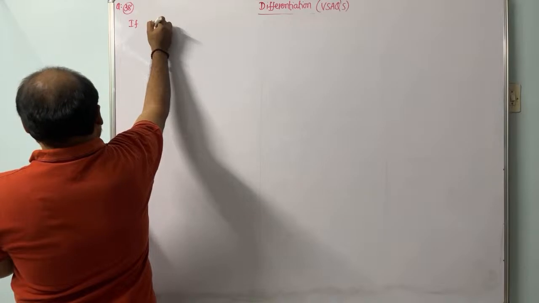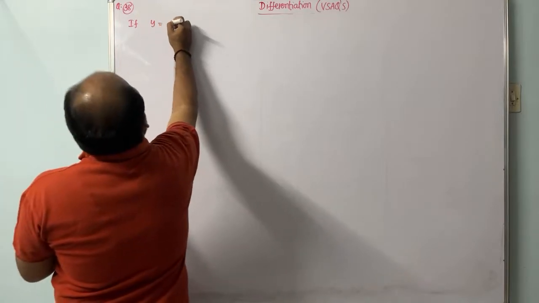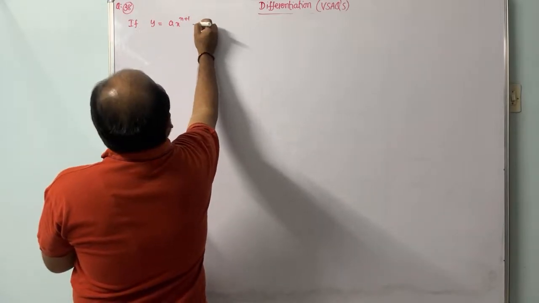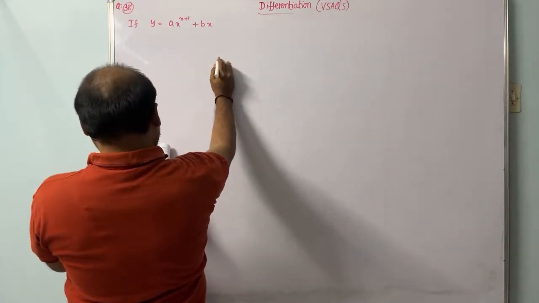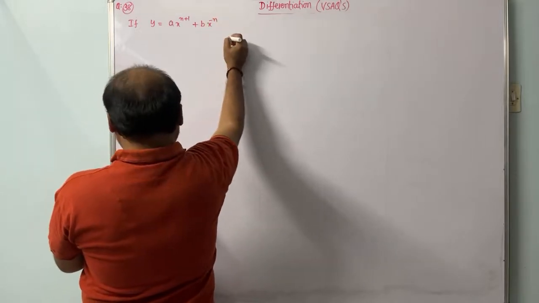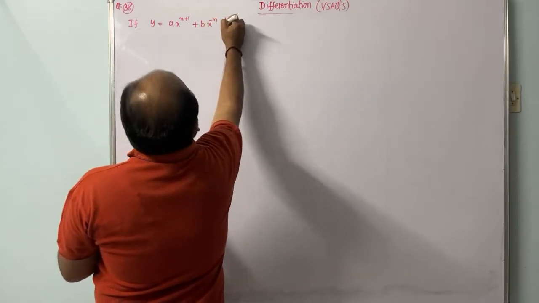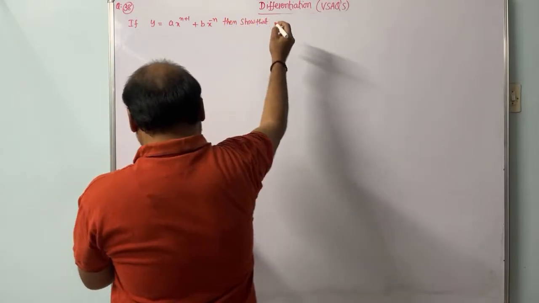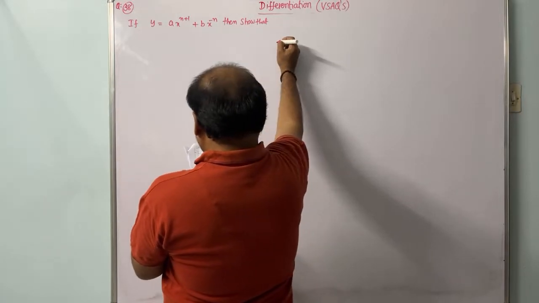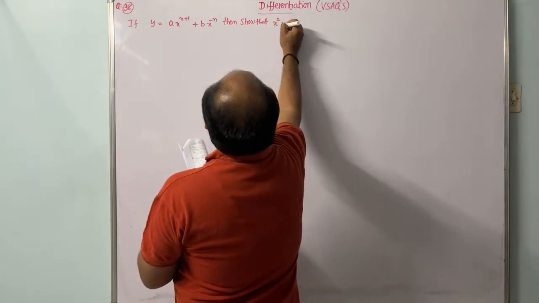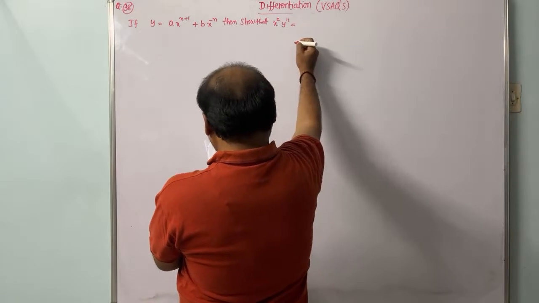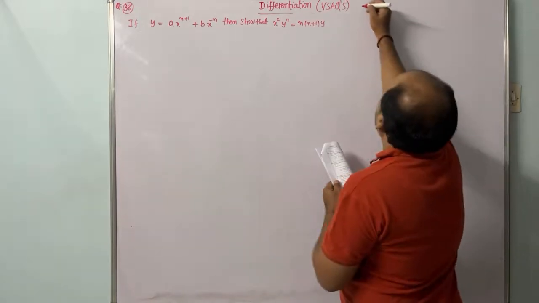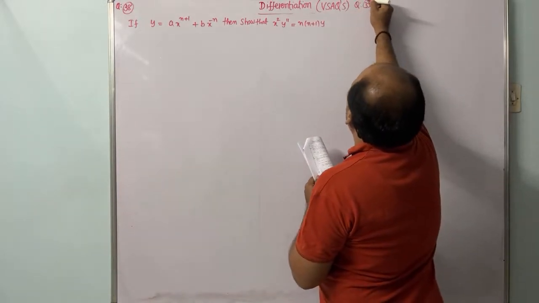If y equal to a x power n plus 1 plus b x power minus n, then show that x square y double dash equal to n into n plus 1 into y.